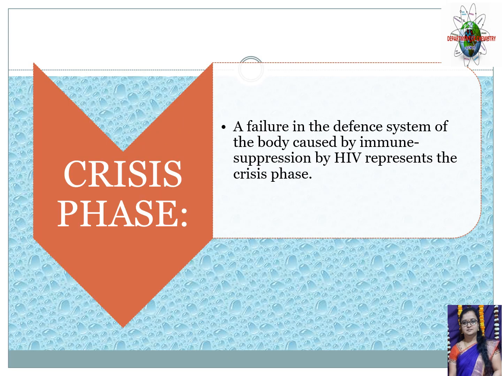Now coming to the crisis phase. A failure in the defense system of the body caused by the immune suppression of HIV represents the crisis phase. The plasma level of the virus is increased in this phase. CD4 T lymphocyte concentration drastically falls in this phase. Crisis phase is characterized by opportunistic infections and related clinical manifestations.